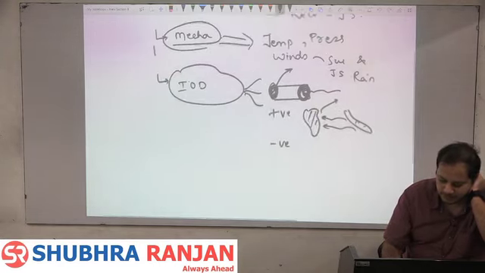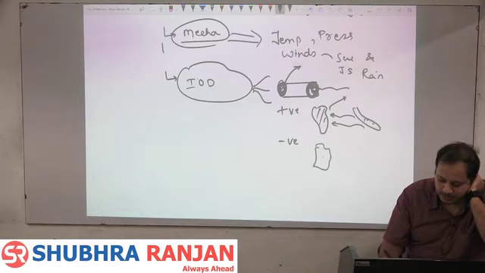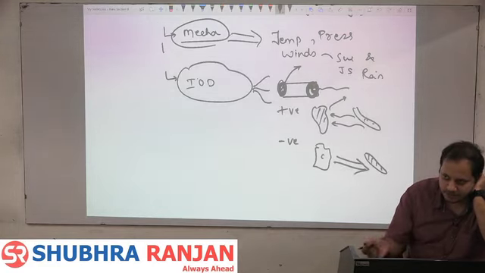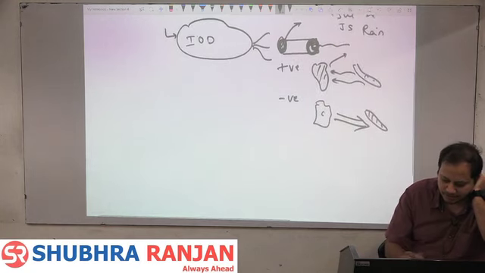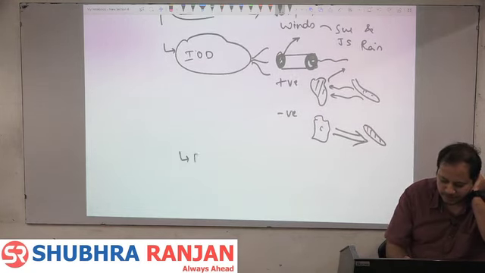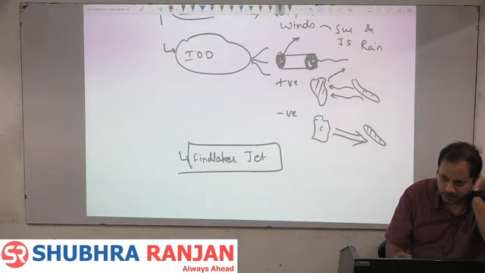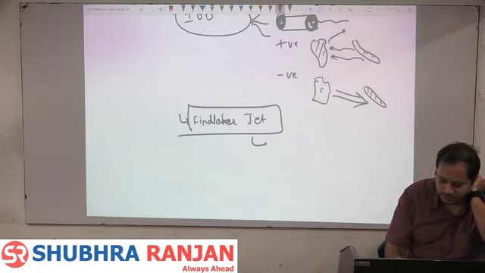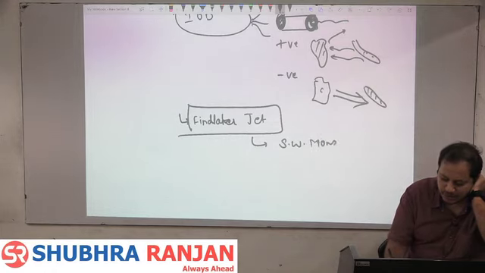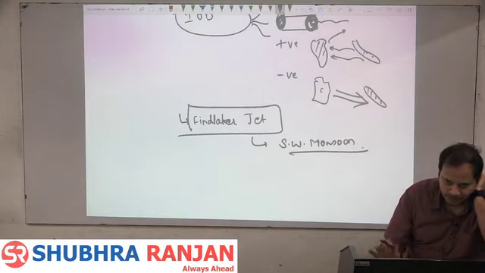Negative: this part is cooler, this part is warmer, and therefore winds, without coming to India, go towards Indonesia, and therefore Indonesia gets more heavy rainfall. Findlater jet, or Somali jet stream, is associated with the southwest monsoon rainfall. It brings the southwest monsoon, which then will pick up the moisture and give the heavy rainfall. Clear?